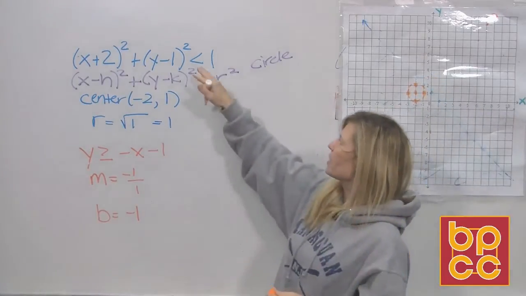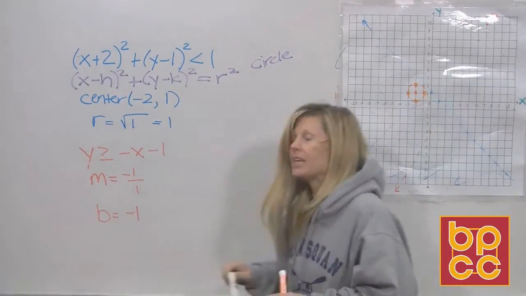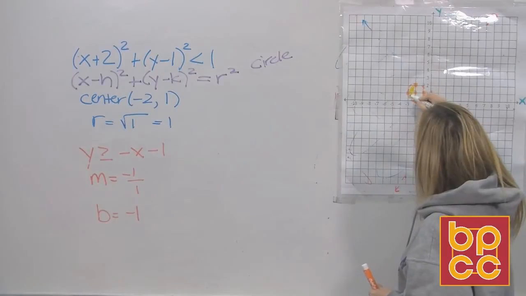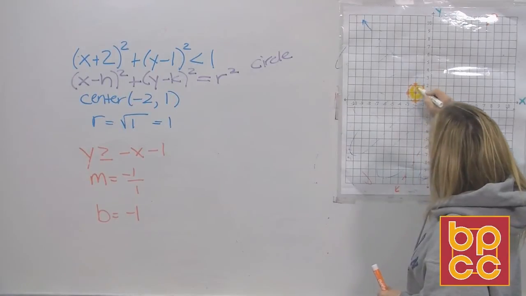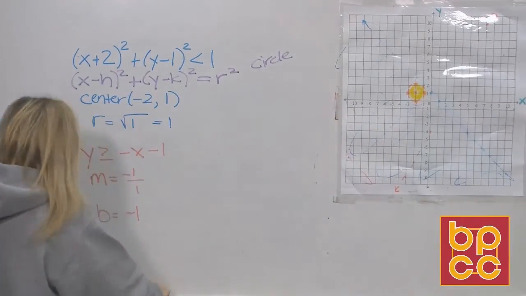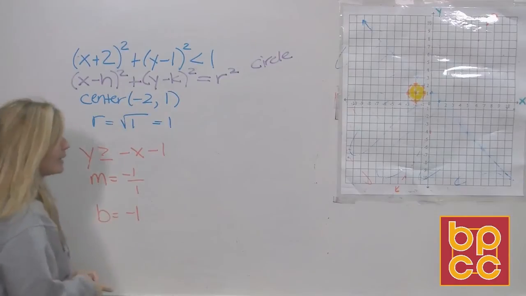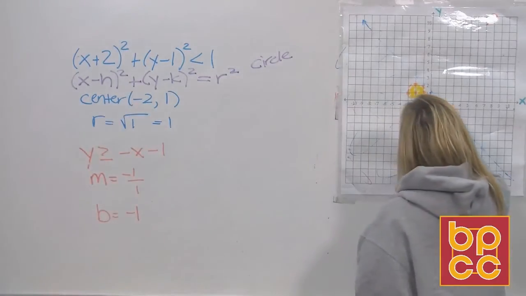And we talked about this. Less than for a circle means to shade the inside. All right? So that's done. Now we're going to graph the line. We have the slope and the y-intercept. We're going to begin at -1, the y-intercept.